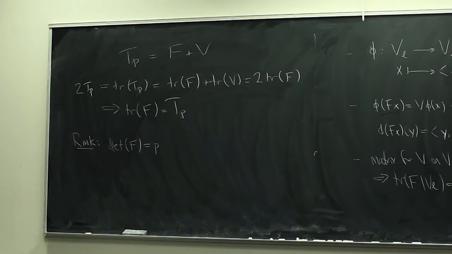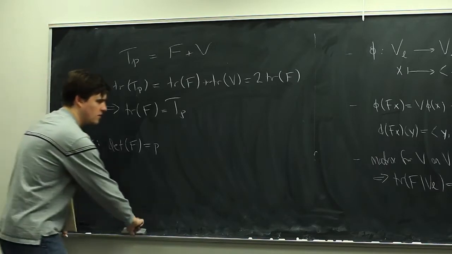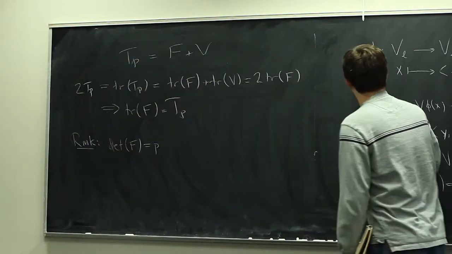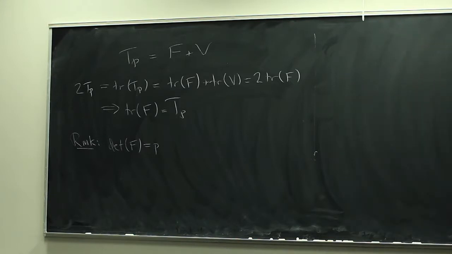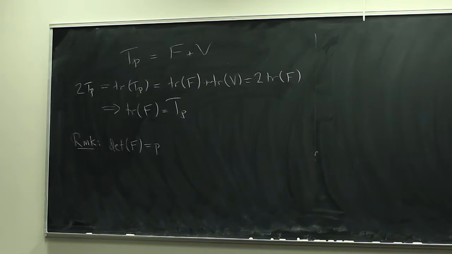Okay, are there any questions about this? All right. So now I want to use this to study what people call Shimura's construction. It's a way to take a modular form and associate an abelian variety or a Galois representation.